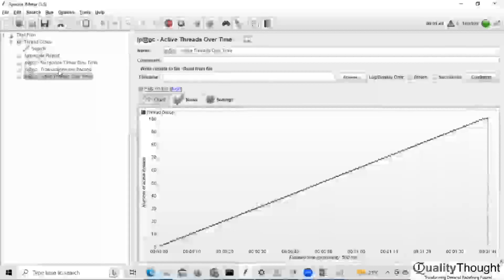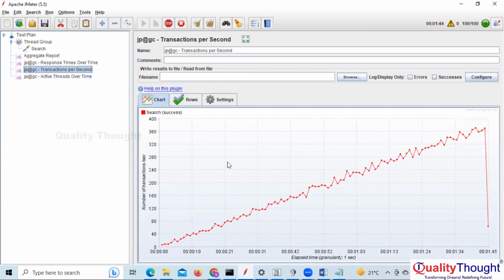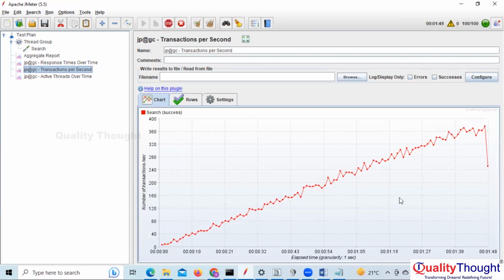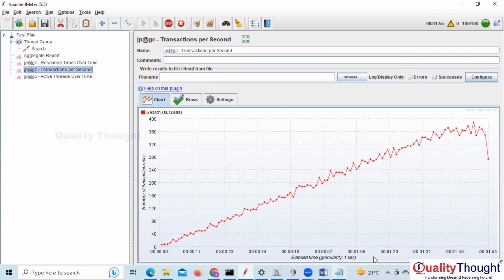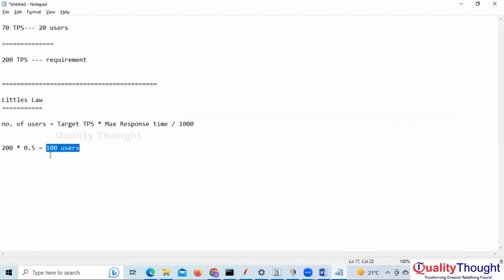So now we reached the peak, right? Now let us check the transactions per second. How much did it achieve? Around 380. Correct. Around 360. But what is our target? 200, right? 200 only. So Little's law will give you the number of users, definitely.